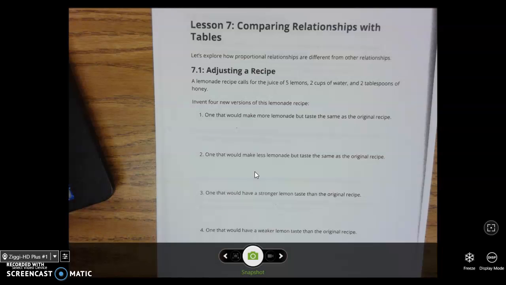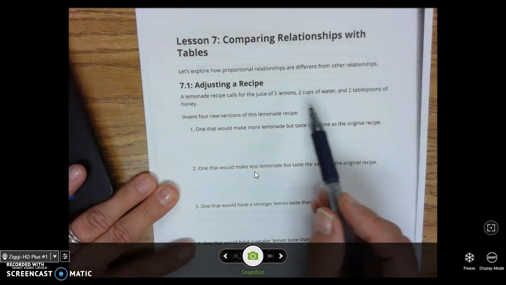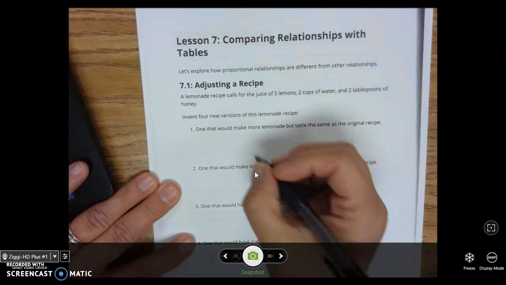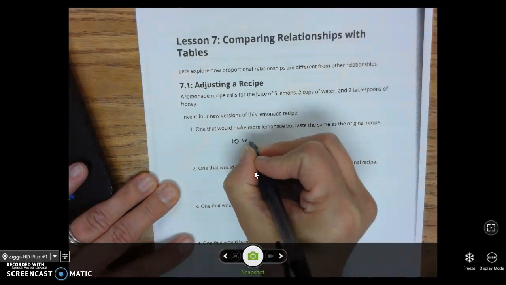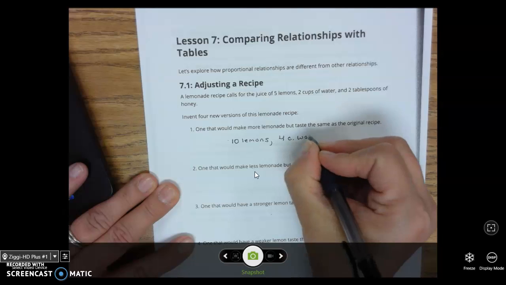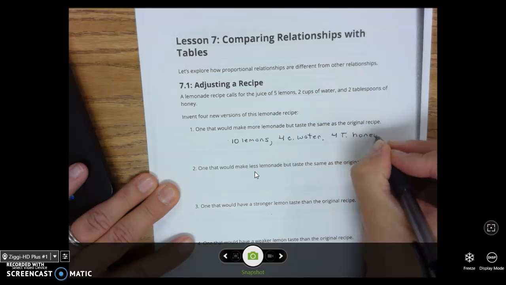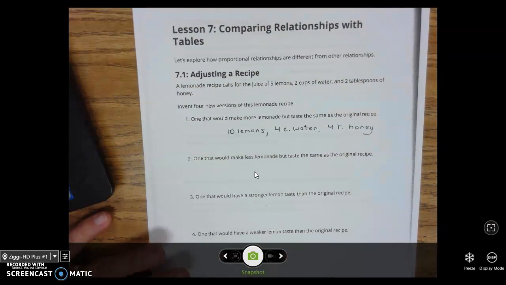A lemonade recipe calls for the juice of 5 lemons, 2 cups of water, and 2 tablespoons of honey. We're going to make new versions of this recipe, and number 1 is one that would make more lemonade, but tastes the same. Well, if we're going to make more lemonade, we're going to need more water, right? So we want it to taste the same, so we're going to have to adjust each amount by the same amount. So let's double the recipe. 5 lemons would become 10 lemons. 2 cups of water becomes 4 cups of water. And 2 tablespoons of honey becomes 4 tablespoons of honey. All right, you have to change each ingredient by the same amount.